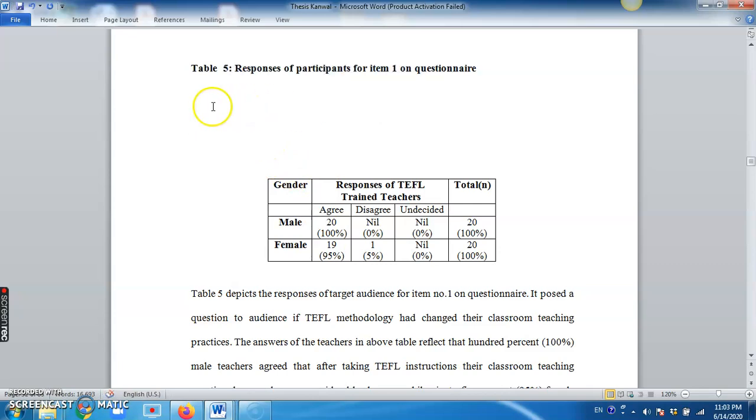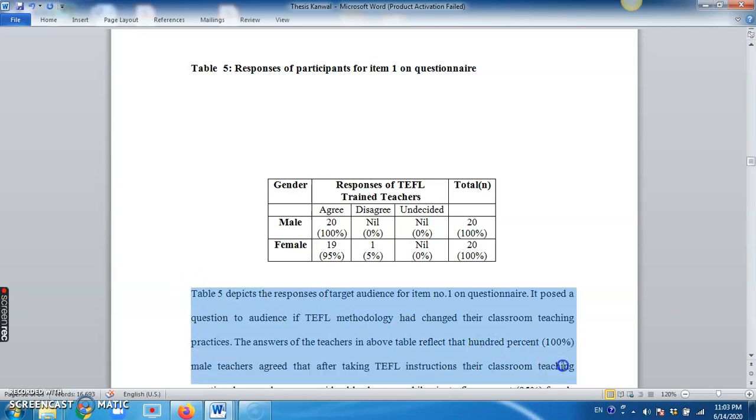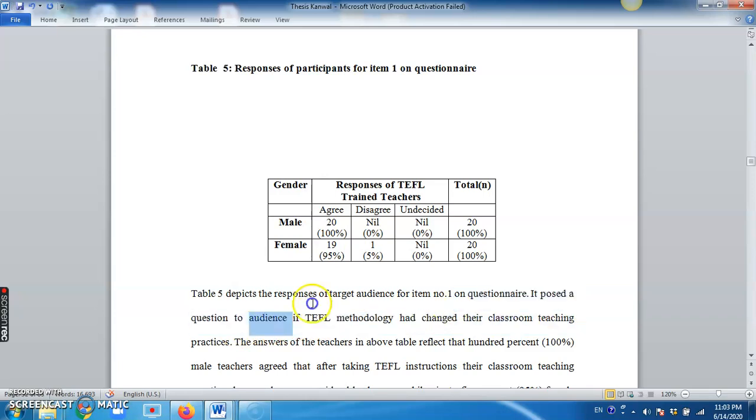Here you will write your own analysis of your own questionnaire. After this, you have to give it like this. Let's say there were male responses and female responses. Out of, I think, agree 20%, disagree nil, undecided nil. So there were a total of 20 responses. Table 5, this is known as interpretation of data. So you have to tell what this table is about. You will say that table 5 depicts the responses of the target audience for item number 1 on the questionnaire. It posed a question to the audience if TEFL methodology had changed their classroom teaching practices.